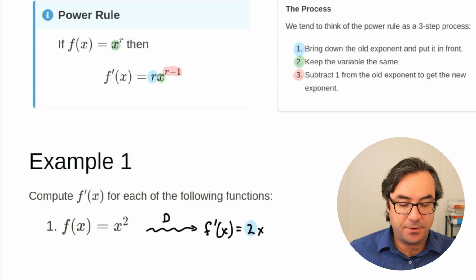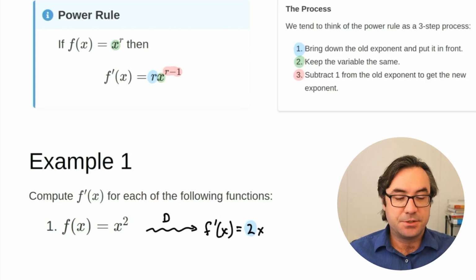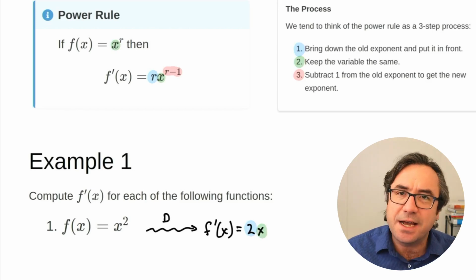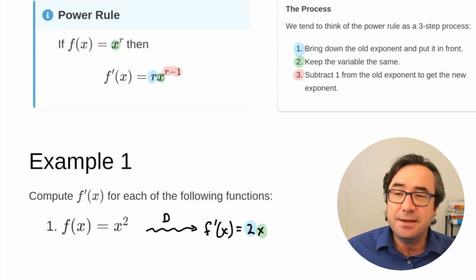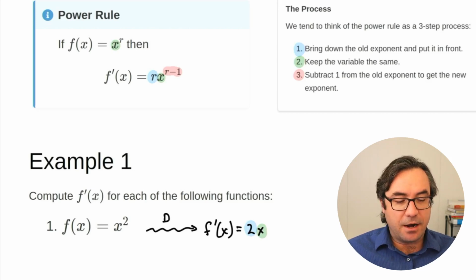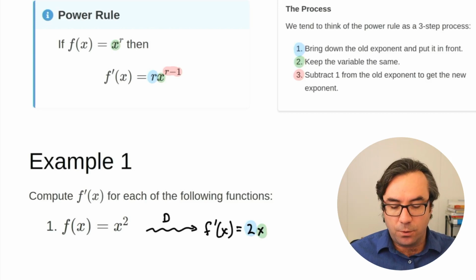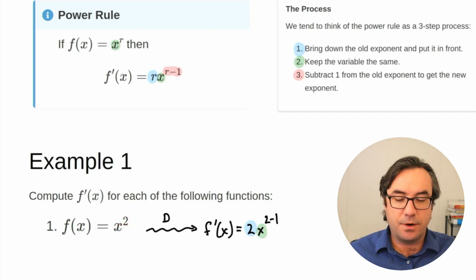We keep our variable the same. That's the second step there. We don't always use x. Sometimes we might use something like t. So you just keep the same variable, whatever you've got. And then our last step is we subtract 1 from the old exponent. Our old exponent was 2, and we subtract 1 from that.